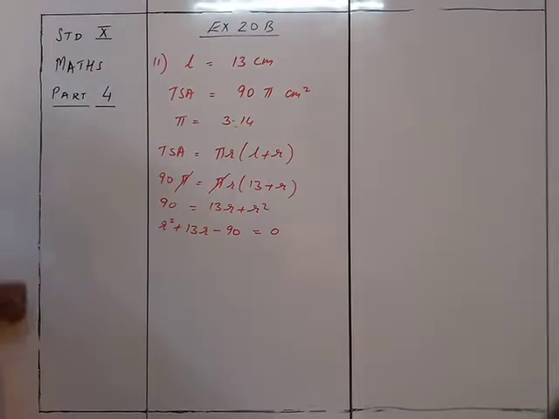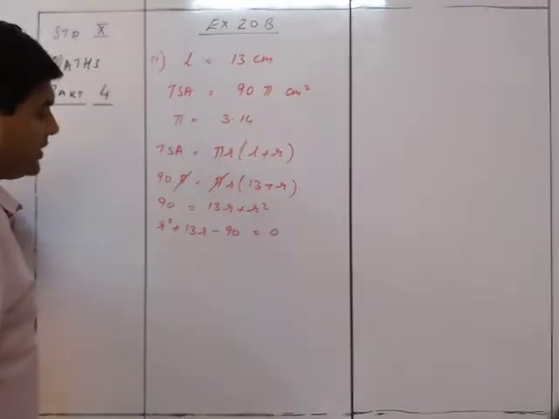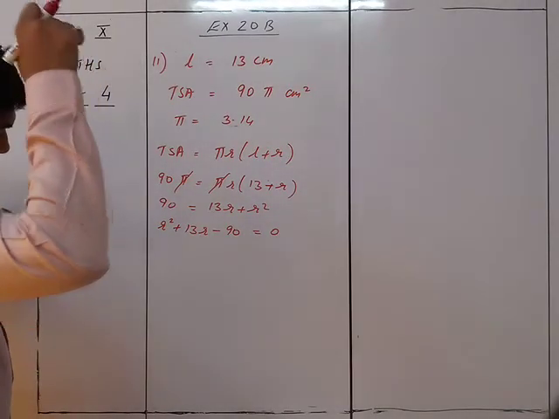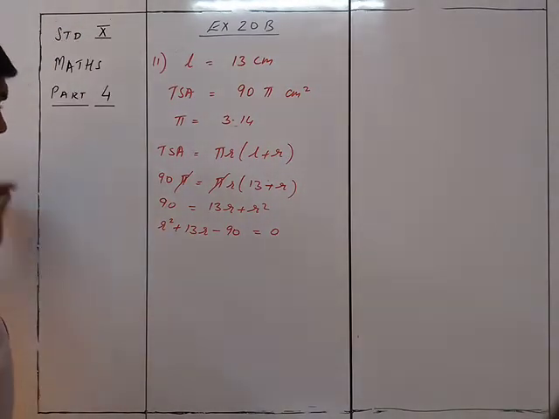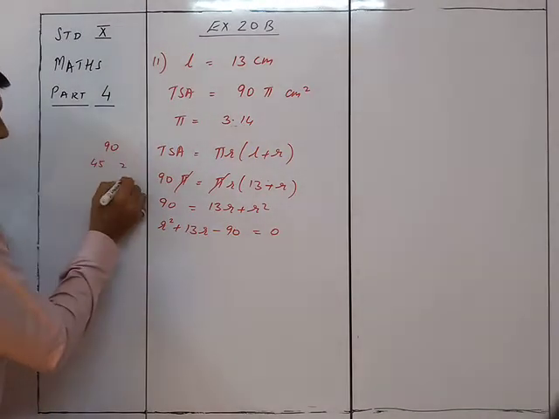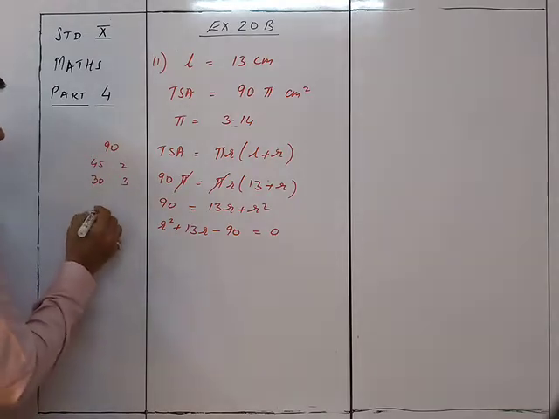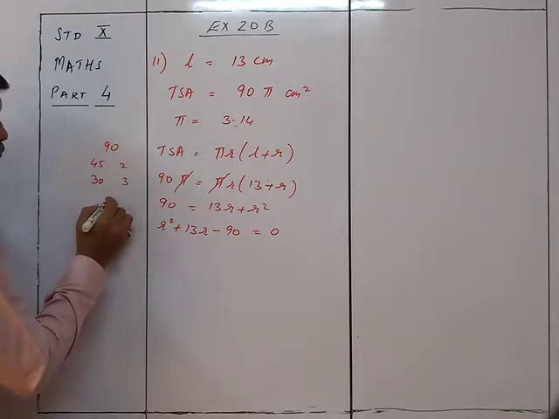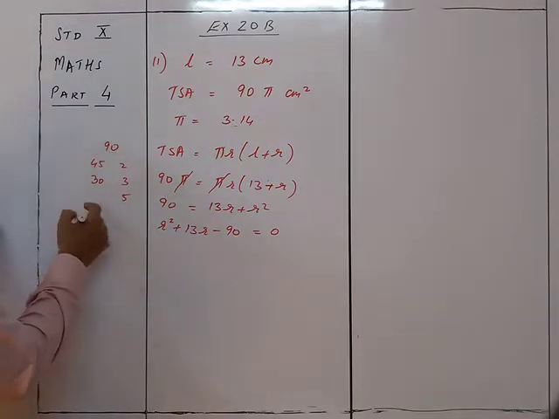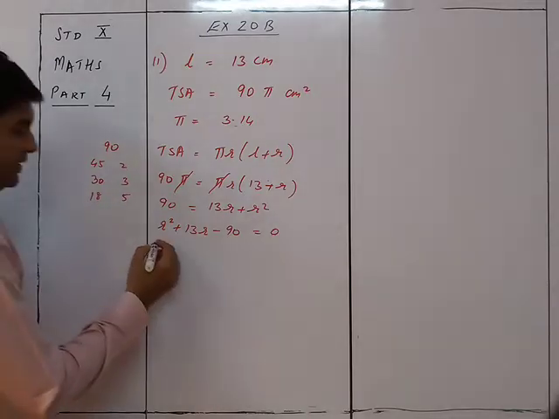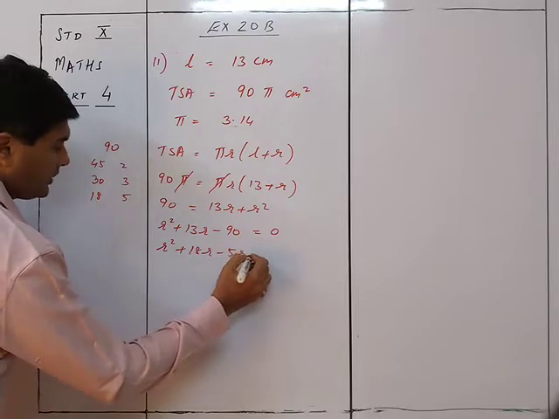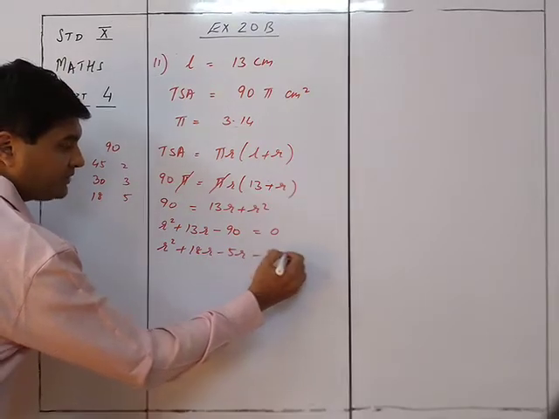So for 90, we need factors: 45 and 2, 3 and 30, 5 and 18. Yes, 5 and 18. So it's r square plus 18r minus 5r minus 90 is equal to 0.